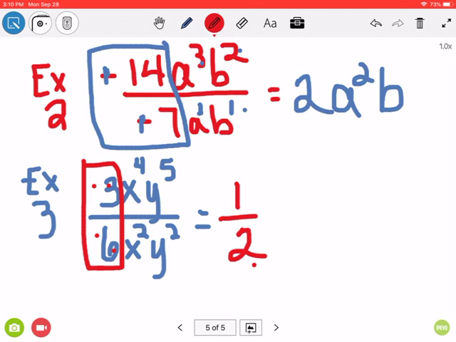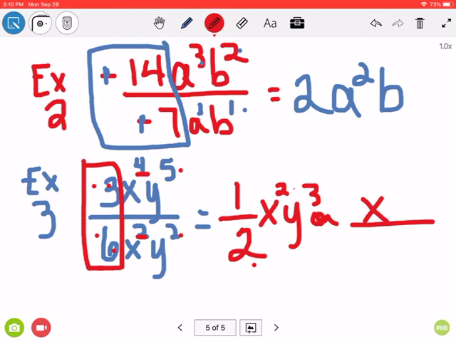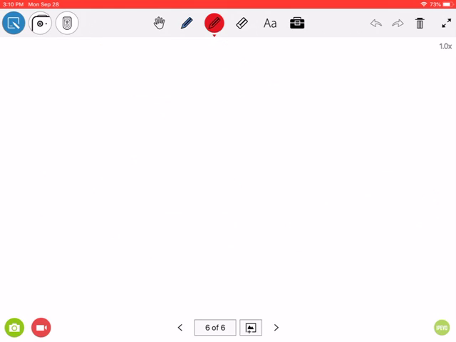Okay? Then I can keep subtracting now. 4 minus 2 gives me 2. And 5 minus 2 gives me 3. Now, I can have my answer looking, that looks a little weird. Let's fix that a little bit. Looking like this. Or it could look like this. Like x squared, y cubed over 2. The 1 could be invisible, so it could be 1/2 x squared y cubed, or it could be just x squared y cubed over 2. Okay, let's look at another one just for good measure.